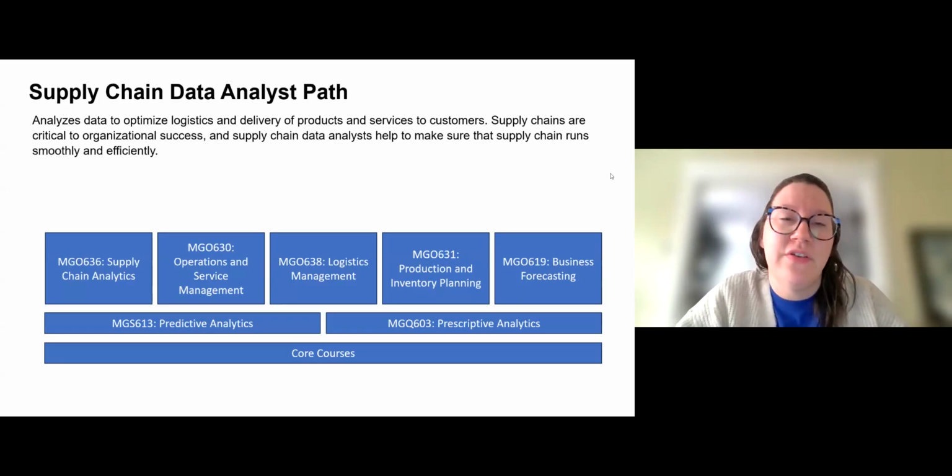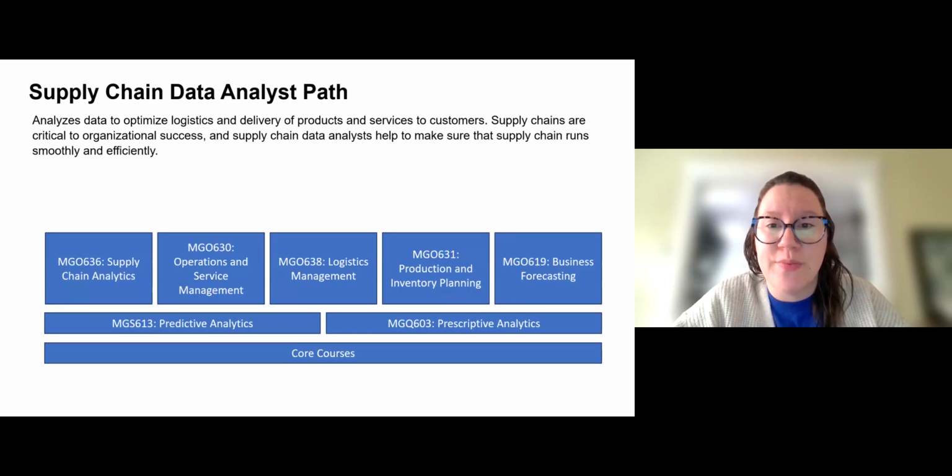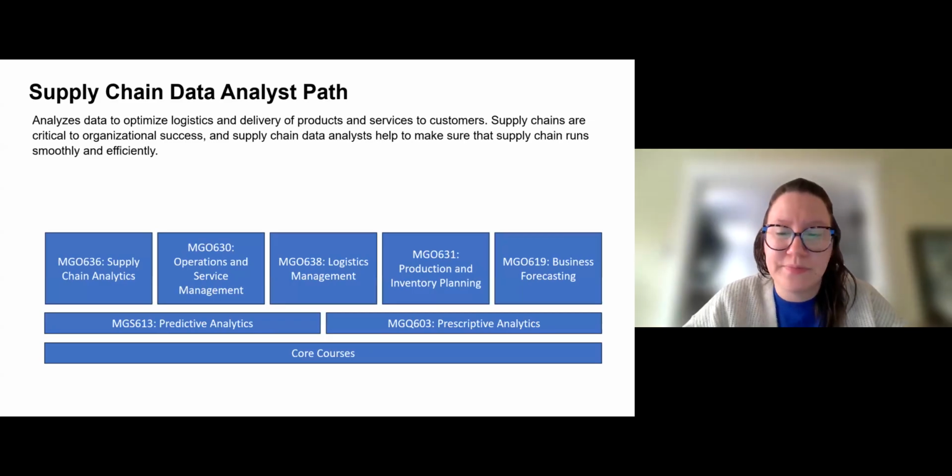And then we have a ton of different electives that you can take. We actually have a master's in supply chain management, so we have a lot of courses related to supply chain. So these are courses like supply chain analytics, operations and service management, logistics management, production and inventory planning, and business forecasting.